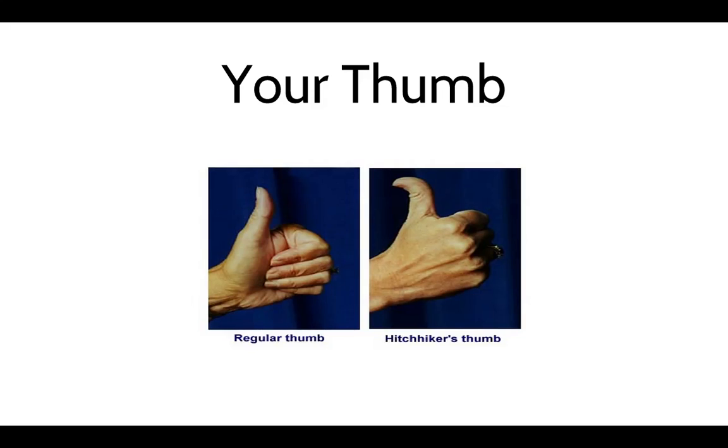Next trait is your thumb. Some people will have a thumb that goes straight up and down, and some people will have a thumb that bends backwards, like this. What we call the hitchhiker thumb. Imagine if you were hitchhiking, although nobody hitchhikes anymore because it's totally not the thing to do. So mark down whether you're regular or a hitchhiker.